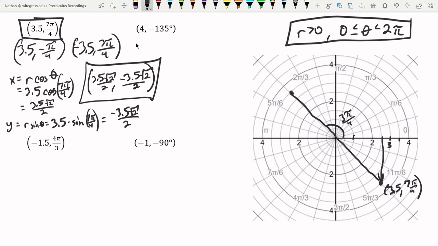Okay, for this next one, this is 4, negative 135. Now, negative 135 means you're going the opposite direction, and that's going to be, I believe, right here. It's going to be on a 45, and it wants to go out to 4, so 4 is right here. So that's our coordinate right there.